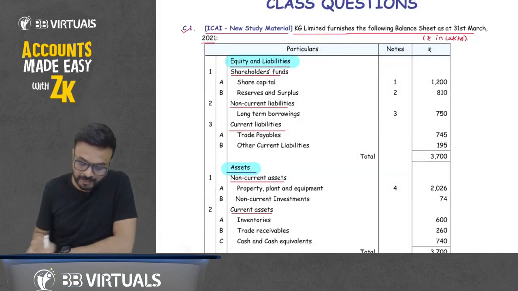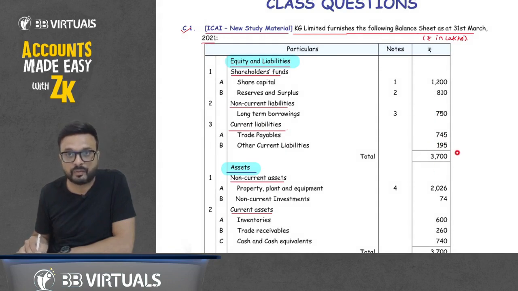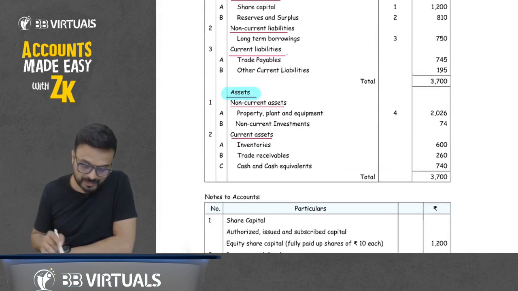Share capital 1200, reserve and surplus, note 2, 810. Non-current liabilities, long-term borrowings, note 3, 750. Current liabilities, trade payable, 745. Other current liabilities, 195. This is the total of the liability side. Now the asset side.